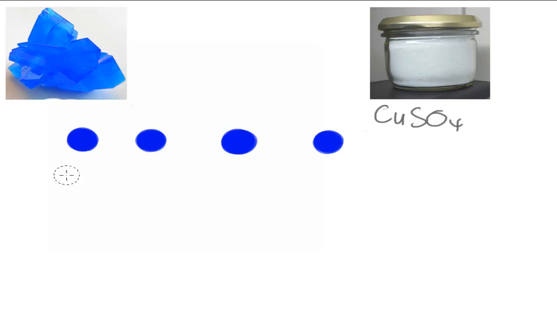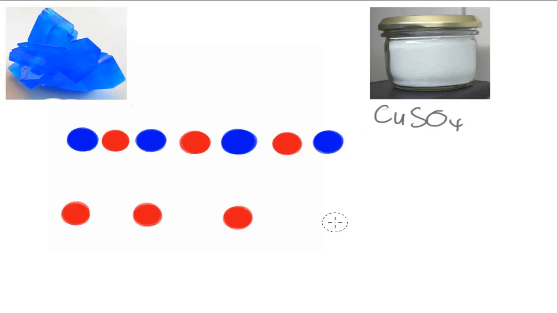These are the copper ions, and between these copper ions are the sulfate ions. So here are the sulfate ions. And as you can see, they form a regular pattern. And this would continue down here somewhere. And with the blue.